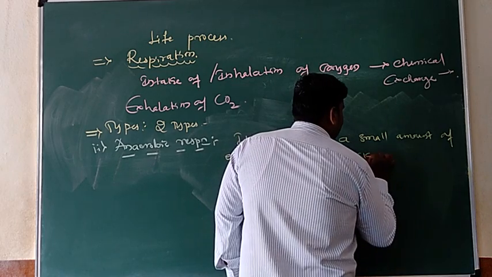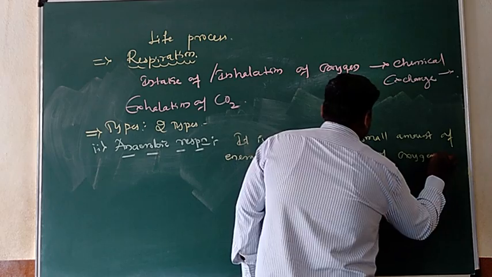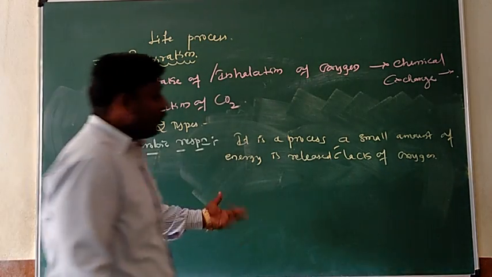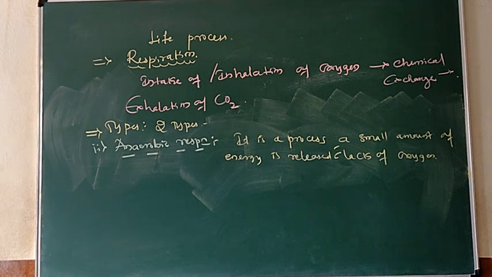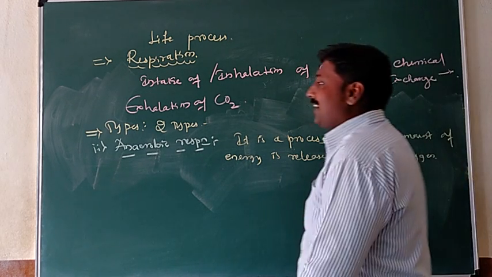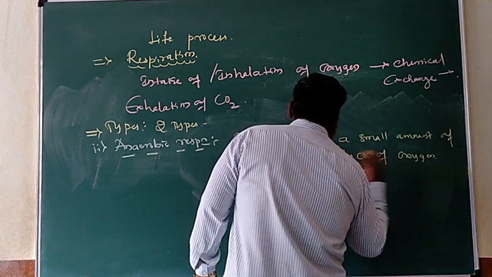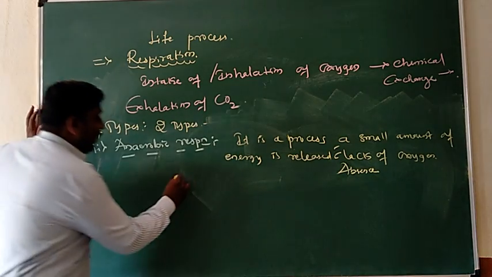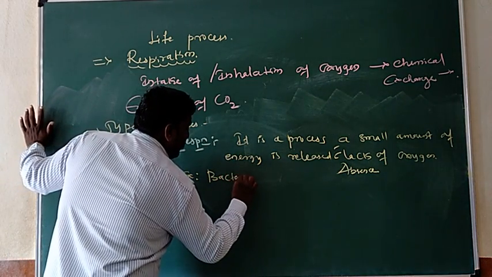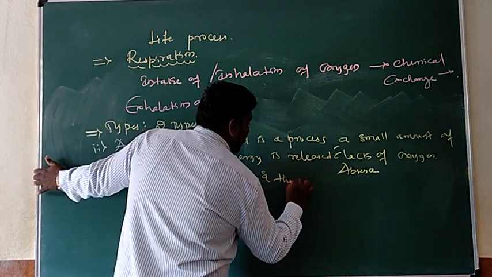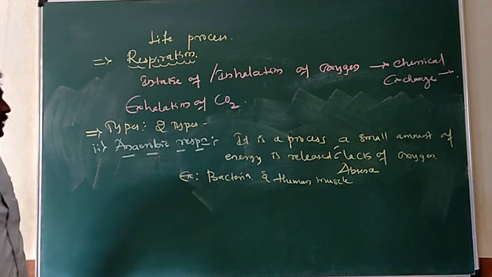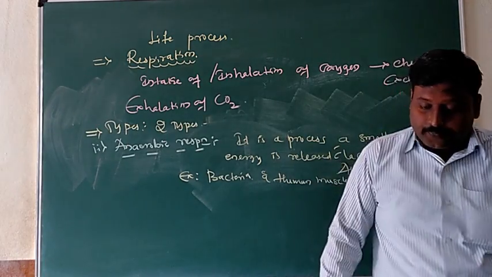Due to lack of oxygen. This is termed as anaerobic type of respiration. It is totally opposite to aerobic type of respiration. There, a large amount of energy is released in the presence of oxygen. Here, it is in the absence of oxygen. It is termed as anaerobic type of respiration. Examples are bacteria and human muscles. There, the second type of respiration process takes place.